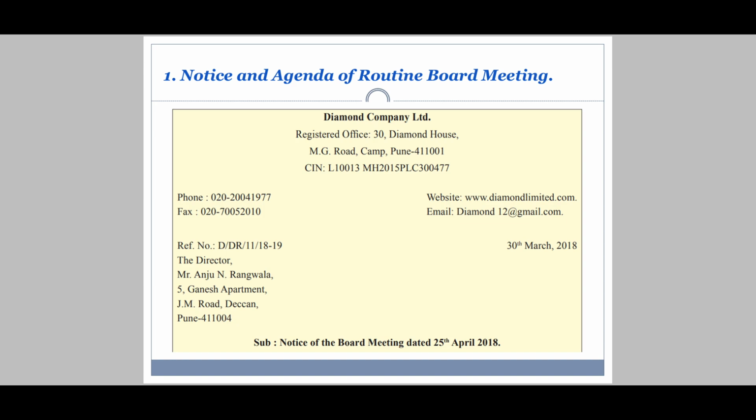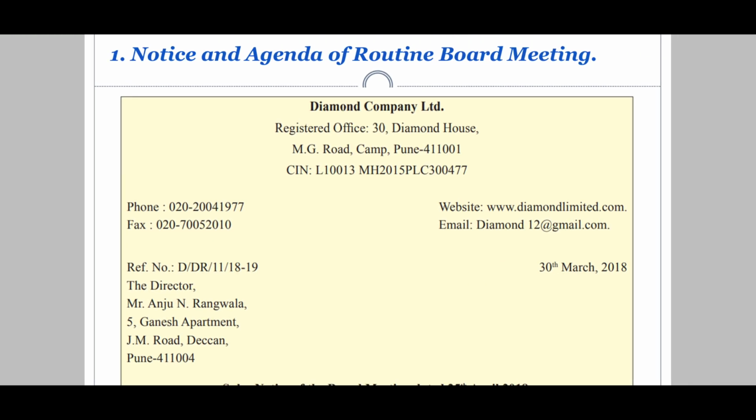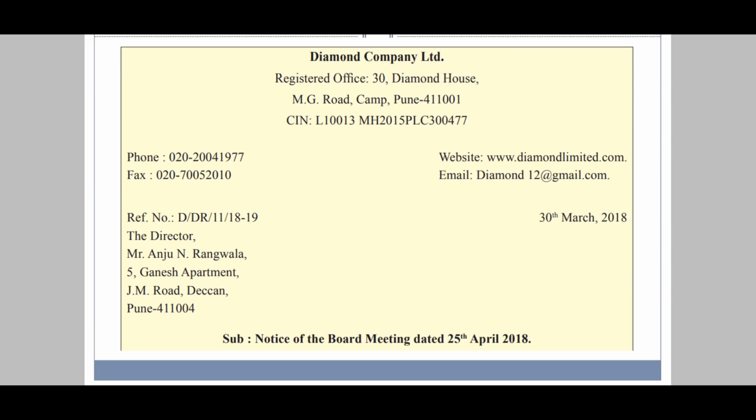Now see, coming to the first letter, notice and agenda of a routine board meeting. We have seen all the parts of the letter. The very first one is the heading, which contains the company's name, registered office address, and then the CIN number, corporate identification number. To the right hand side, you have got website and email. To the left hand side, you have got phone number and fax number. Now, below the email, to the right hand side, you have got the date, and to the left hand side, you have got the reference number. Right? Below that comes the receiver's address, to whom you are sending the letter.